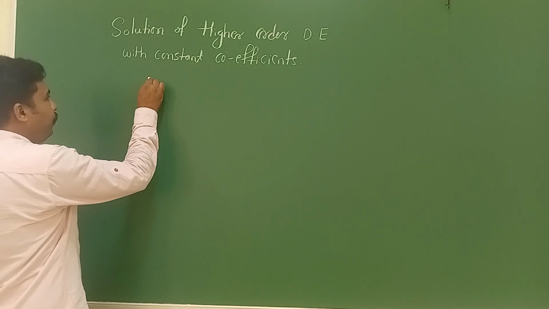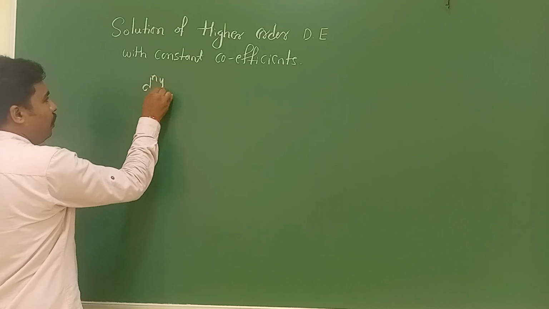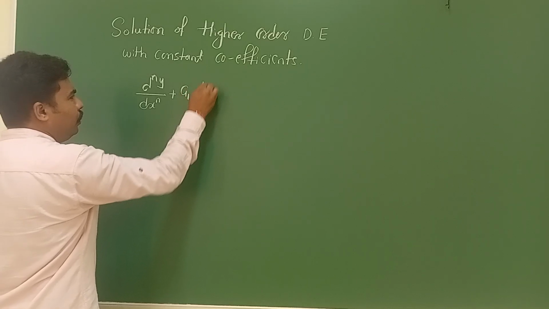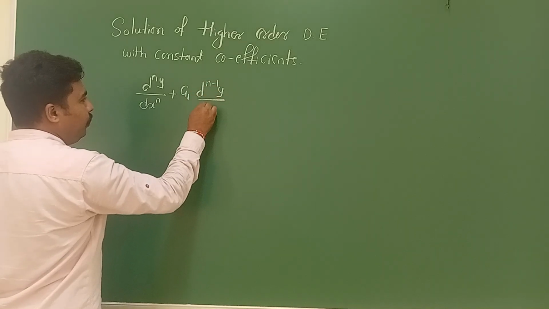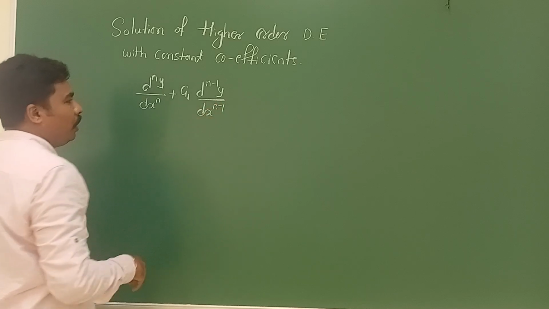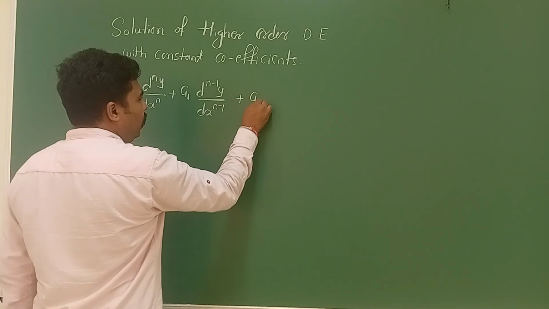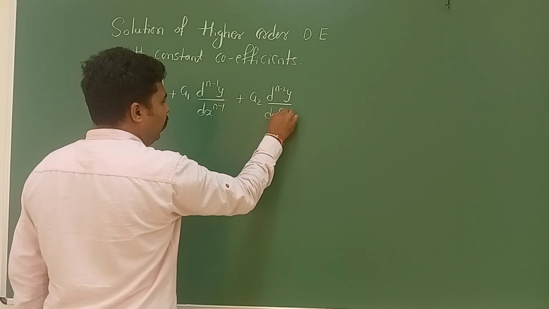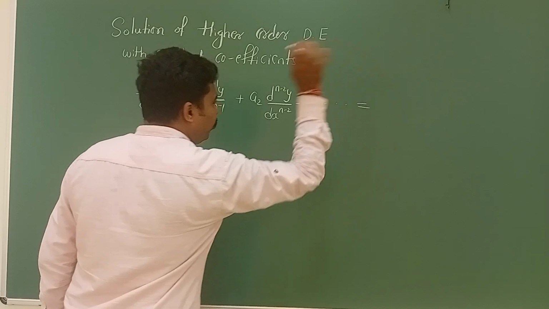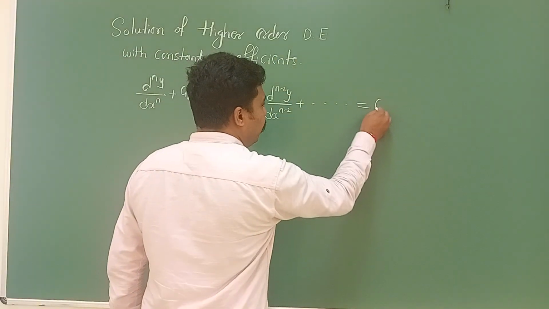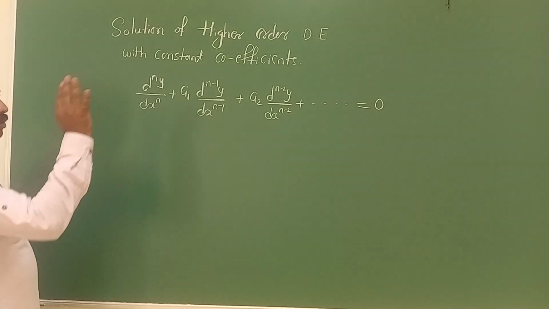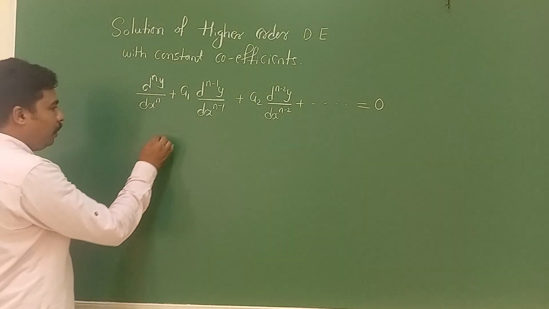Let it be in this form: d^n y by dx^n plus a1 into d^(n-1) y by dx^(n-1) plus a2 d^(n-2) y by dx^(n-2) etc., equal to, let it be 0. Okay. So this is a simple differential equation. Some students may feel it is difficult, so let me take one simple example.